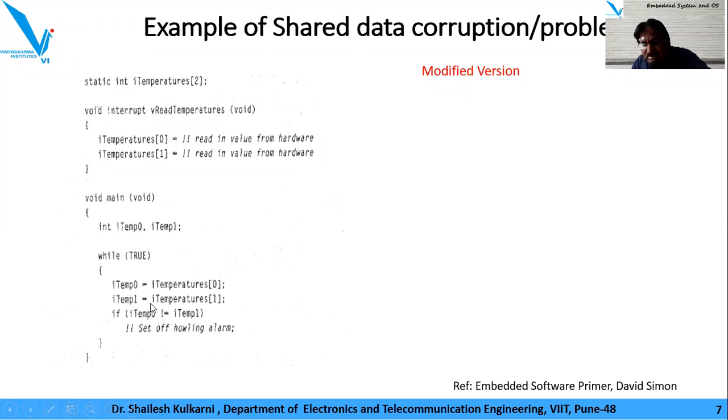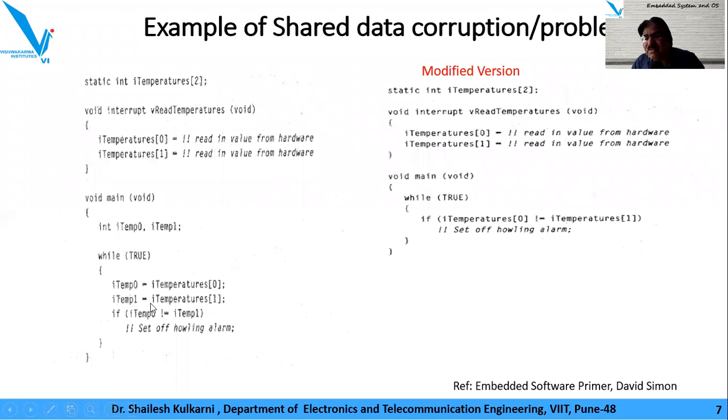So let's look at the modified version of this program. What is being done? Everything is the same. Only these local variables, the local integers item 0 and item 1, are not used here. So the array elements are directly compared. It reduces the risk as against the earlier situation. That is what I'm calling the modified version.